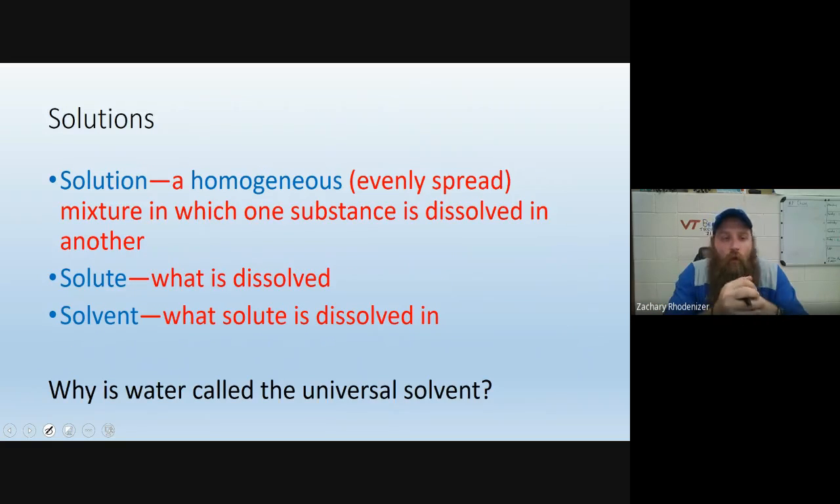Now, we said a minute ago that water is the universal solvent. So let's talk about what it means to be a solvent for just a second.